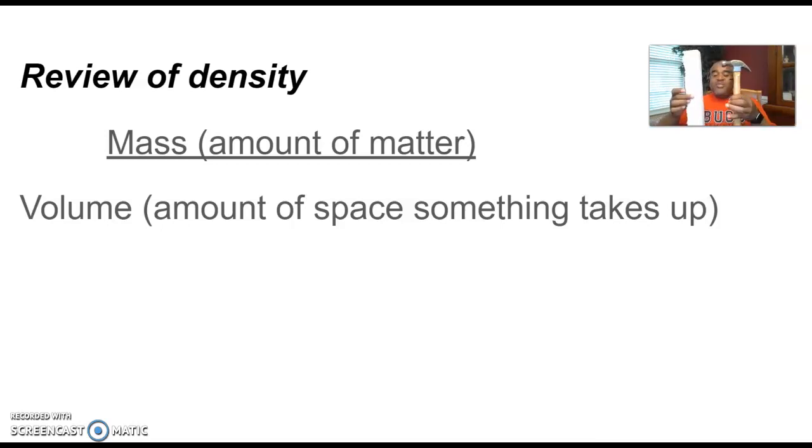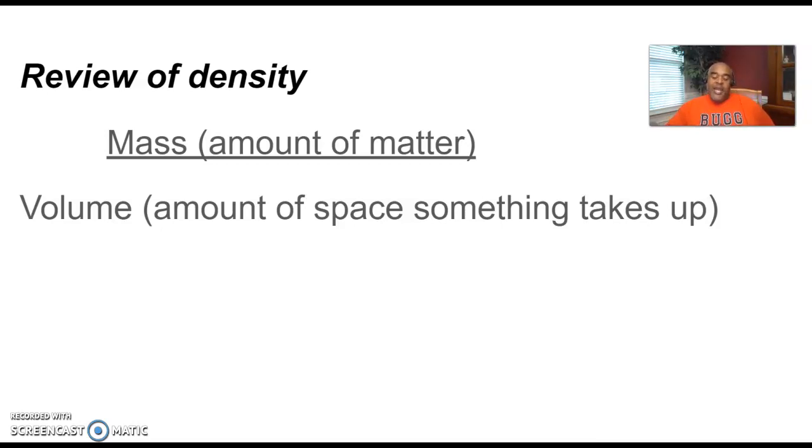So if I were to take these two objects and throw them in a bathtub of water, the hammer would sink, and the styrofoam would float on top because it has a different matter. The styrofoam has a different material that it's made of. It's a lot lighter and it's going to float. This hammer will not float. Okay? So I point that out to you to make a connection to the Earth and the Earth's structure.